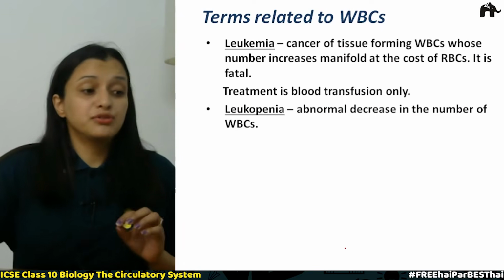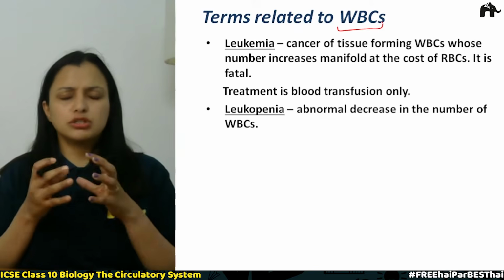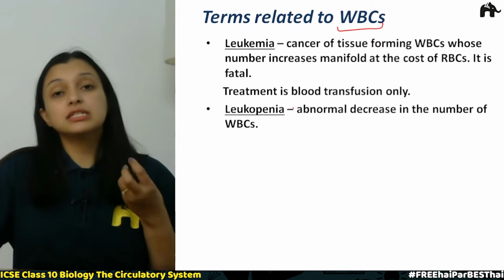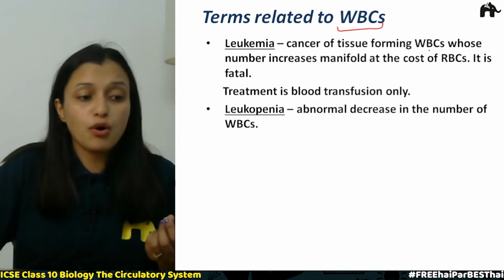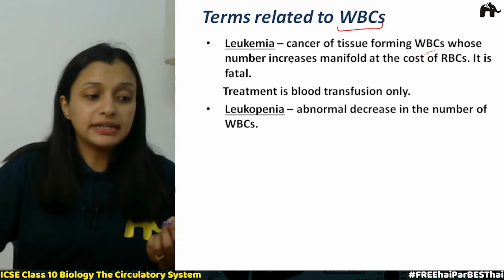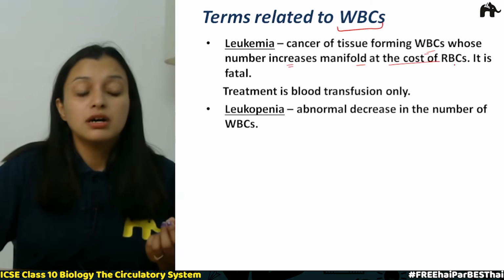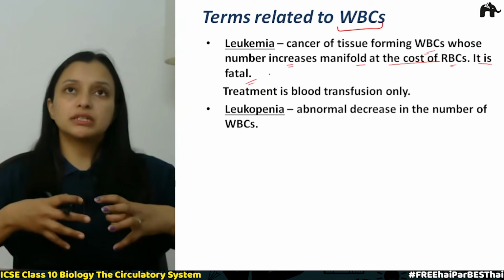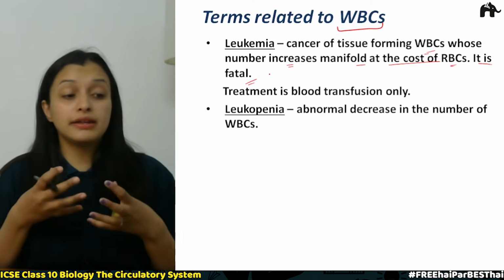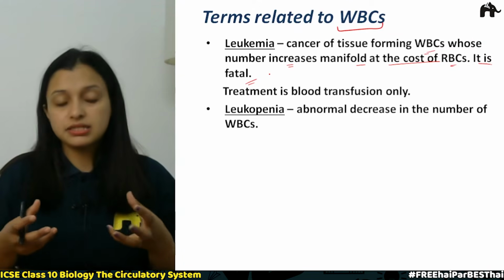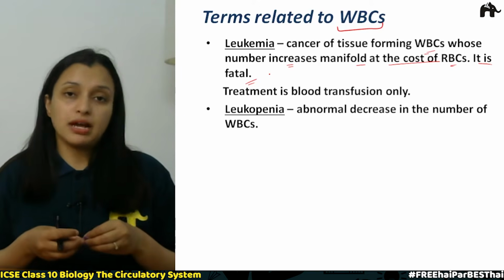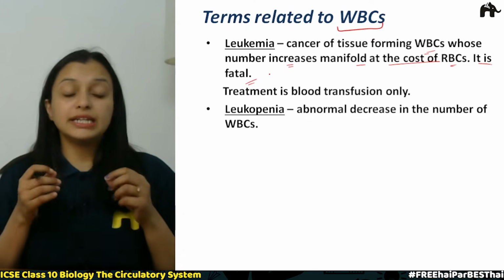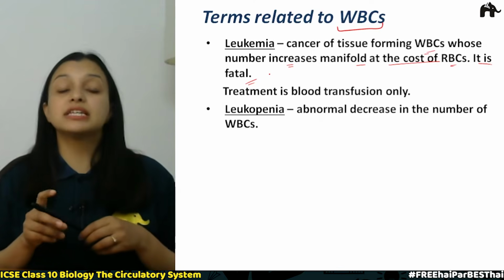Now talking about the terms related to WBCs. There are two terms that you need to know. The first is leukemia. That is the cancer of tissues forming WBCs, whose number increases manifold at the cost of RBCs. It is fatal. When the tissues which form WBCs increase in number, that increase in count becomes fatal for an individual. That condition is called leukemia.